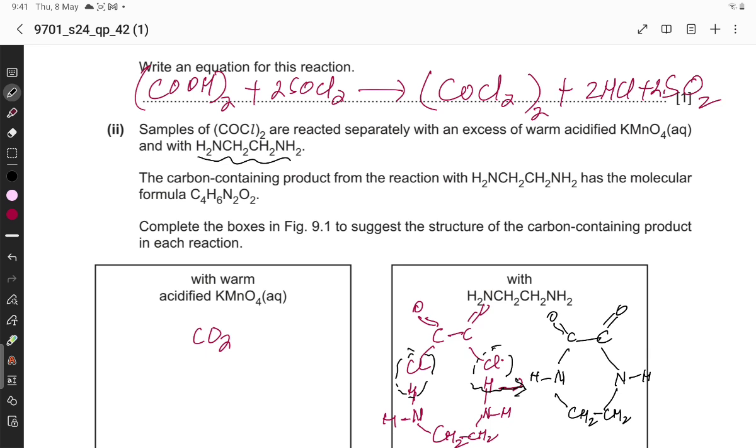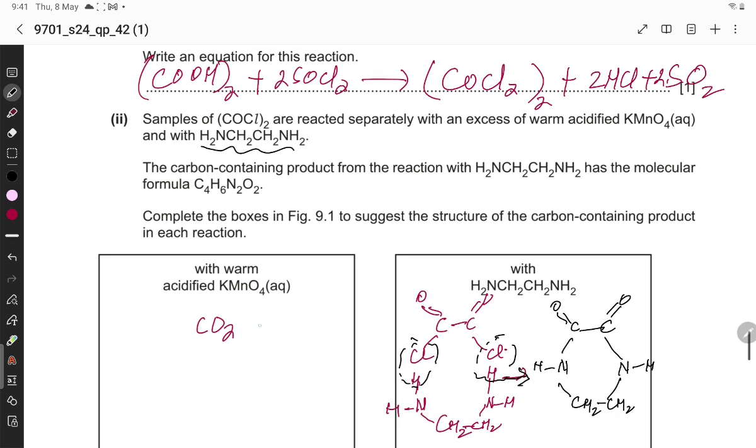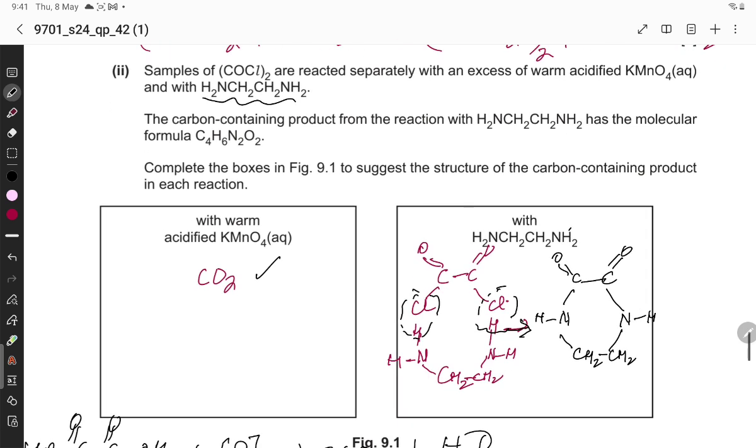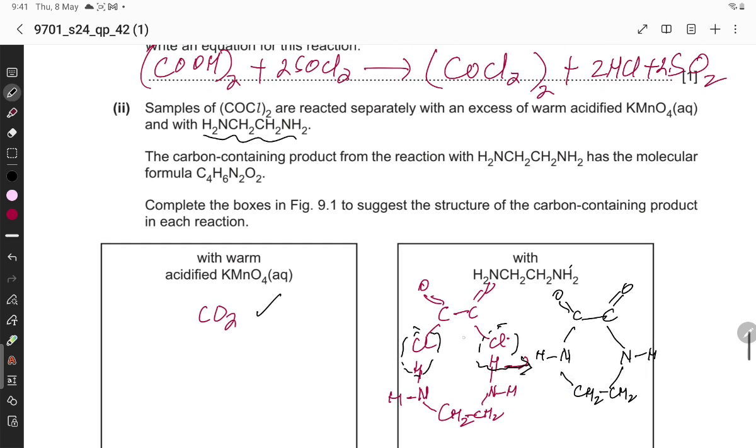CaCl2 are separately treated with acidified potassium manganate. Carbon dioxide is formed with this compound, and with this compound, when it reacts, you get Cl and H. This is the byproduct, and the organic product is left behind. So it is formed like this.